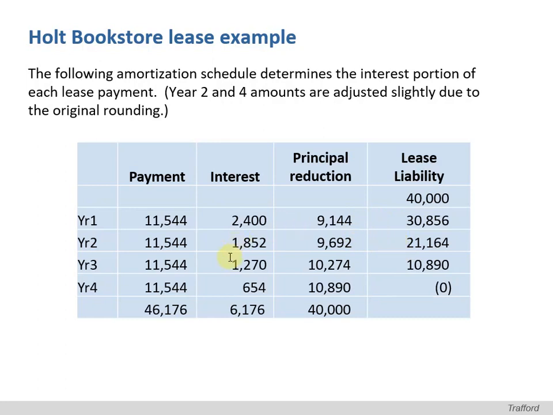$21,164 times 6% gives us interest for year 3. You can follow that all the way through, and you can see at the end of year 4, those 4 payments of $11,544 will have fully paid off this loan and provided 6% interest for the auto dealer.